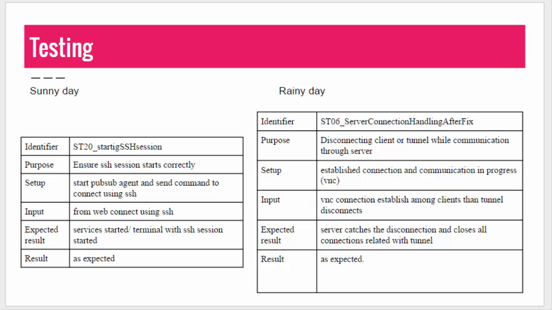Now, for a rainy day, we have server handling disconnections. Purpose is to check and make sure the server doesn't crash when other connections fail in the middle of a session. The setup was a VNC session running. Input was closing the VNC client in order to interrupt the flow of information and crashing the connection. Expected result, the server finds the closed connection and drops it along with the other end of the session. The result was as expected.